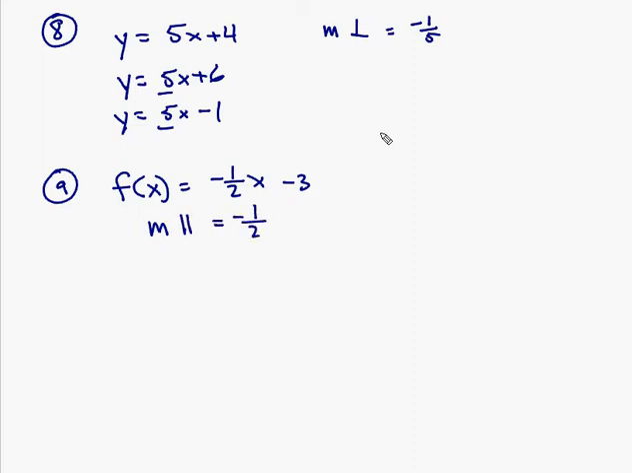The slope of the perpendicular line is going to be the opposite sign, so it's going to be positive, and that's going to be 2 over 1, or just 2. So there's problem number 9.